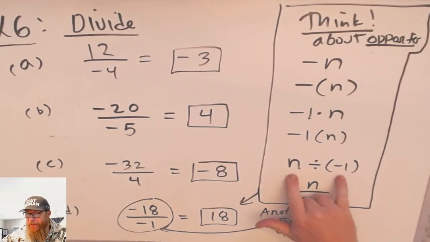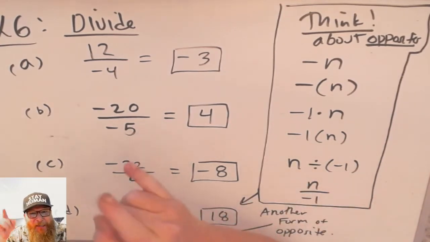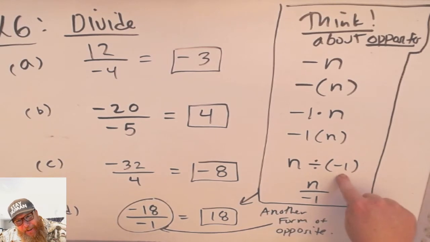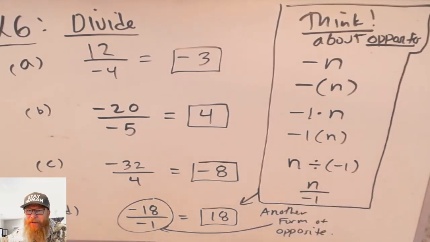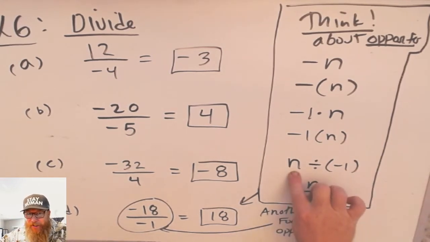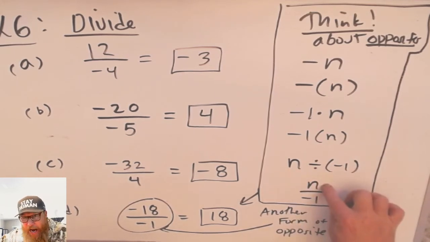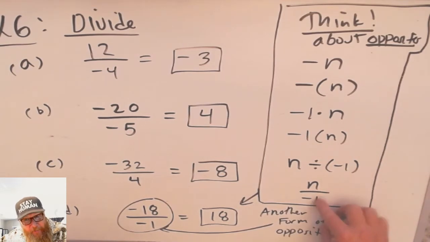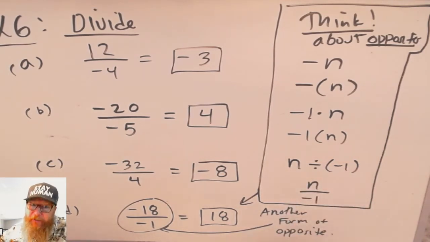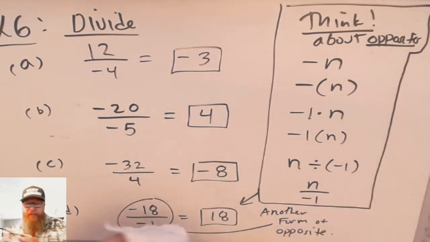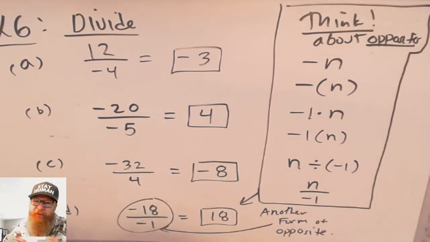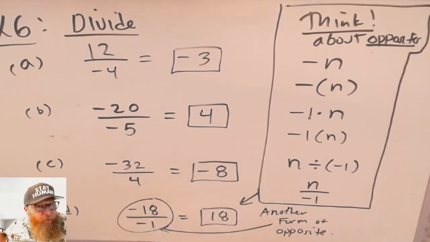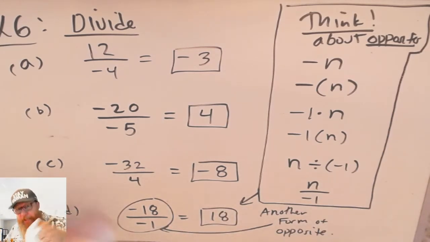Be careful with this one. I often get students that will write it backwards. They'll put the -1 on the left and the n on the right, and that would be backwards. The number on the left is called the dividend. It goes on top. The number on the right is called the divisor, and it goes on the bottom. So if you write it backwards, it's actually incorrect. So be careful. Division is not as forgiving as multiplication. Multiplication, if you write it backwards, it's still correct. We're going to get more into that later.